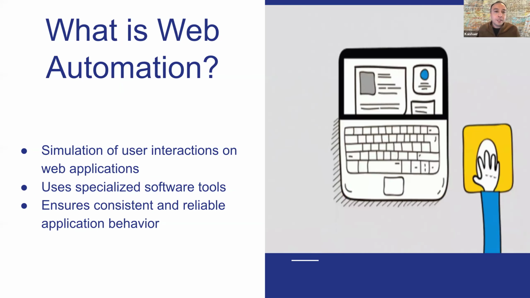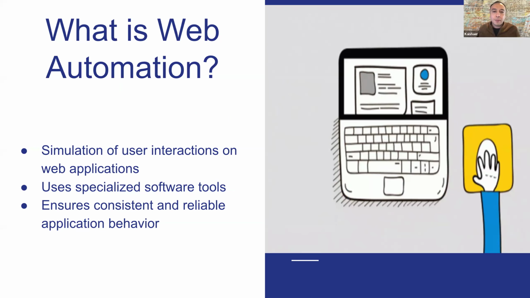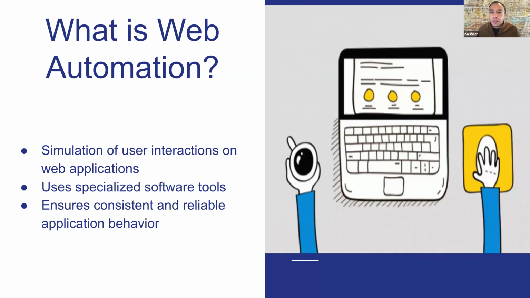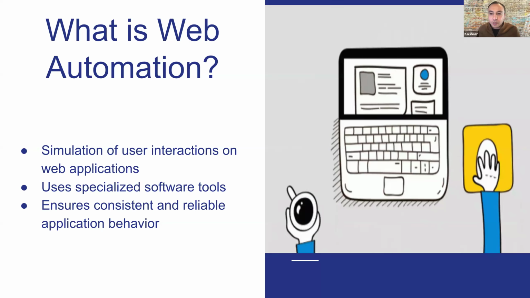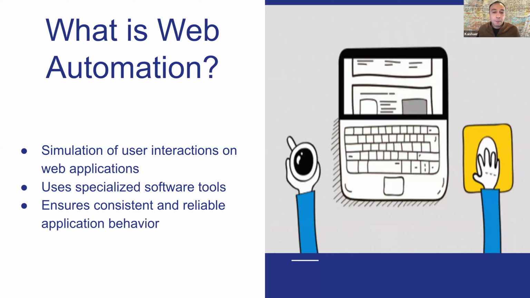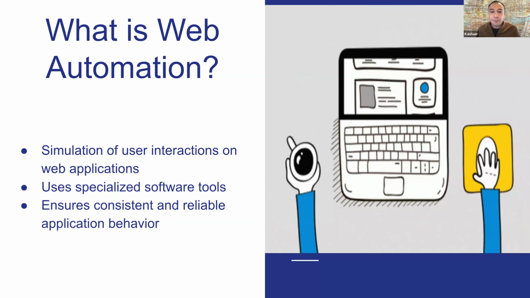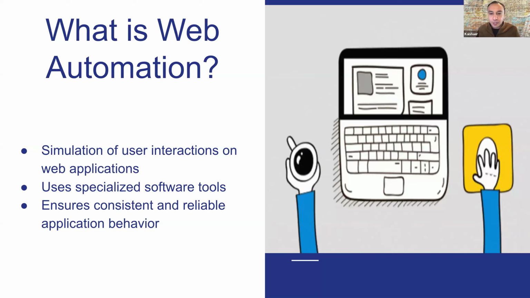Before we dive into the details, let's break it down. What do we mean by web automation? Simply put, it's the practice of using software tools to mimic what a user would normally do on a web application. Think about clicking buttons, filling out forms, or navigating between pages. Web automation does all of that, but without a human at the keyboard. The goal: to make sure everything in your app works smoothly and consistently.